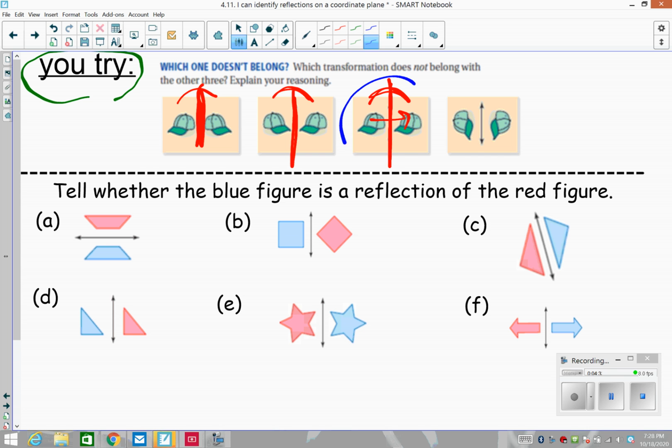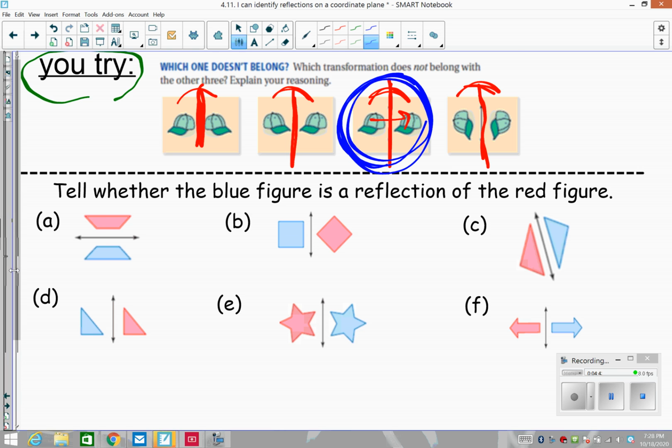We never flipped the hat. I'm going to double check on the last one. Here's my line of reflection. Does that look like a reflection? Yes. So which one doesn't belong? This one right here. It appears to be a translation.